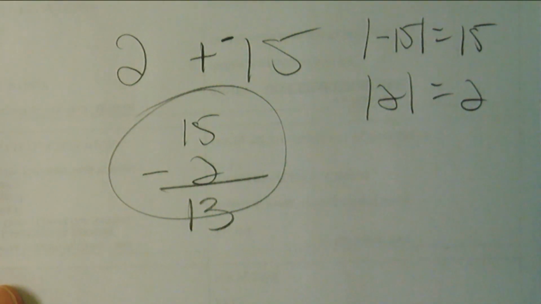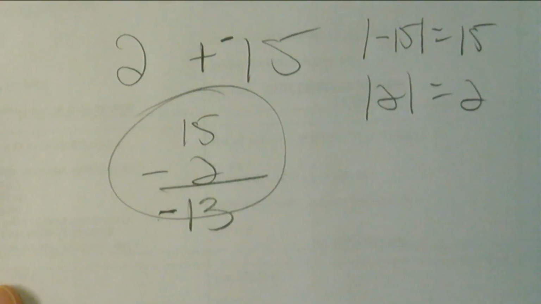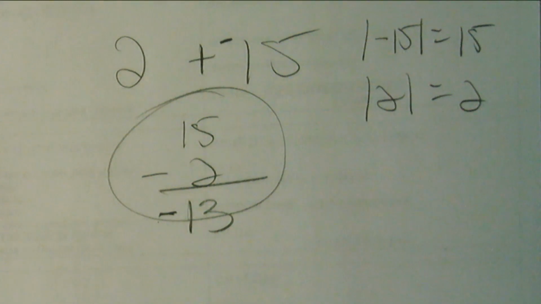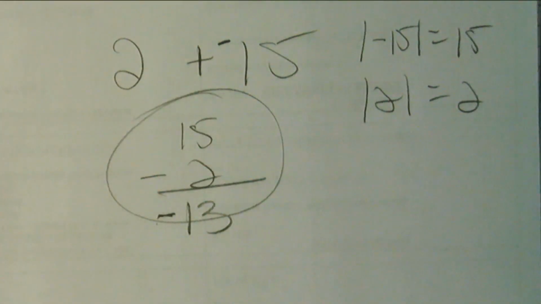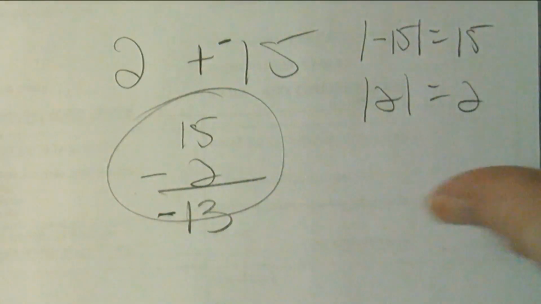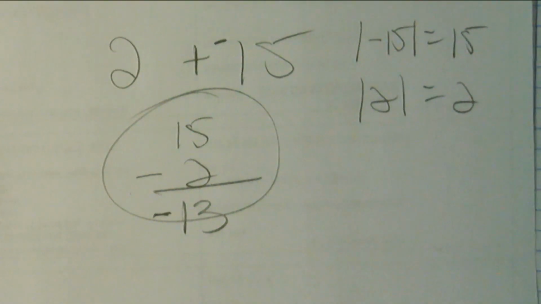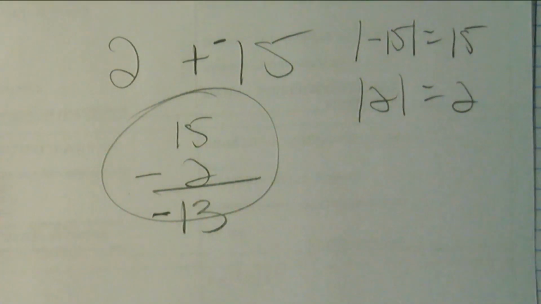Sarah? Excellent. That shouldn't even be a discussion. So, this same absolute value work, when I'm adding two numbers with different signs, I take the absolute value of both numbers, and you subtract the bigger number minus the smaller number. The bigger absolute value minus the smaller absolute value.